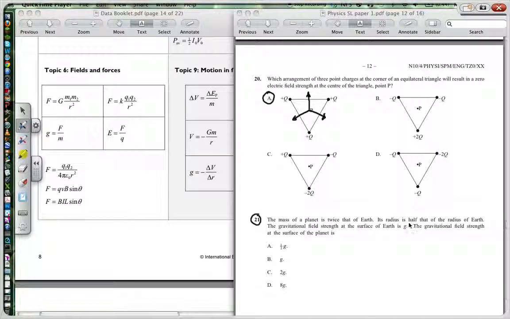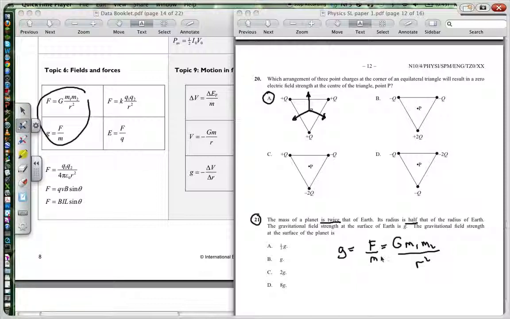Its radius is half, so we have the mass is twice, and the radius is half that of the radius of the Earth. The gravitational field strength of the Earth is g. The gravitational field strength of the planet is. Now we're actually going to be using this formula over here, the combination of these two. So we have F is equal to the universal gravitational constant G m1 m2 over r squared, and g is equal to your force per mass.